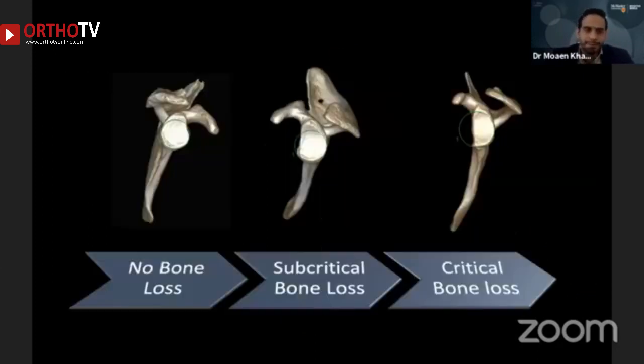So over the next 20 minutes or so, I'll try to cover some of what's new in instability, starting from cases where there is no bone loss, to those cases where there is some subcritical or mild glenoid bone loss and bipolar defects, and then those cases where there is significant glenoid bone loss, what that means, and what the current treatment options are for those scenarios.